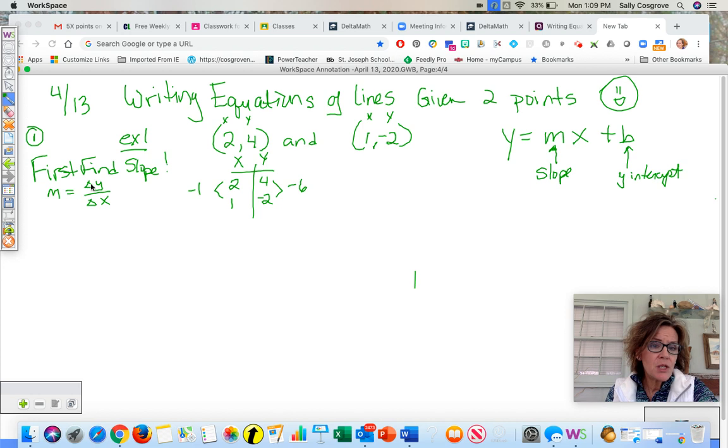So again, how do we find slope? It's the change in the y direction, which has to be in the numerator, divided by the change in the x direction, which is in the denominator. So the change in y divided by the change in x: negative 6 over negative 1. A negative divided by a negative is a positive. So negative 6 divided by negative 1 is positive 6. That is the slope. And that, in a minute, is going to go right here, where the m is.